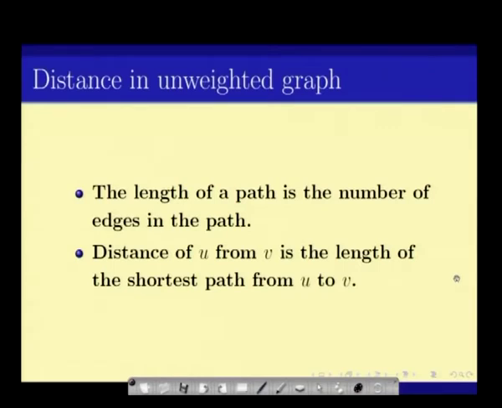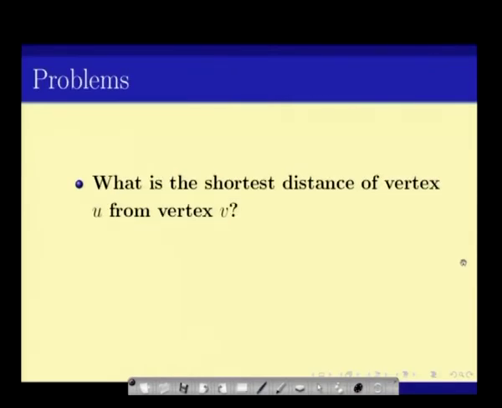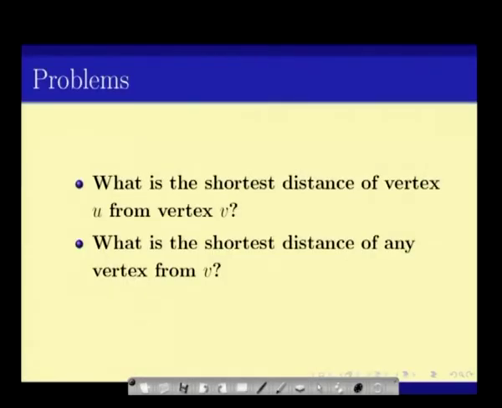How do we solve this question, or rather, what kinds of questions can be asked? One of the typical questions is: given this graph, what is the shortest distance from a vertex u to a vertex v? One can also ask more difficult questions, like what is the shortest distance of any vertex from vertex v? It is like asking after how many jumps, or how many edges, can you reach any vertex if you start from vertex v. These questions can be answered, as we have seen, using the BFS algorithm, the breadth first search algorithm that we had done a few lectures ago.